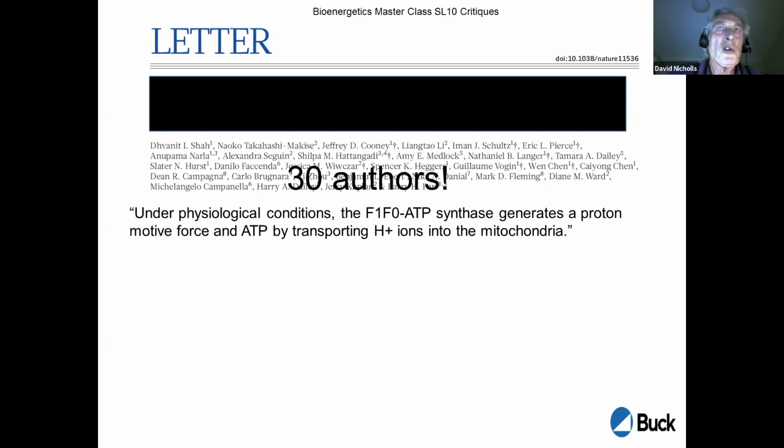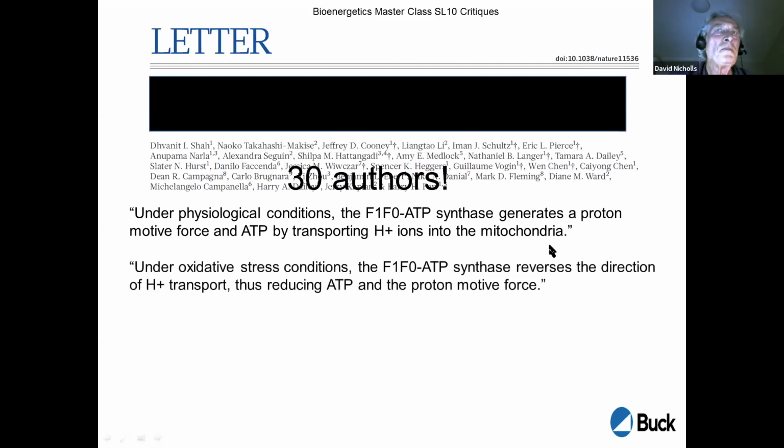"Under physiological conditions, the ATP synthase generates a proton motive force and ATP by transporting proton ions into the mitochondria." This is absolutely wonderful. If it did that, all you would need would be an ATP synthase. It would generate a proton motive force and ATP. Gosh, isn't that amazing? It's all on the same page.